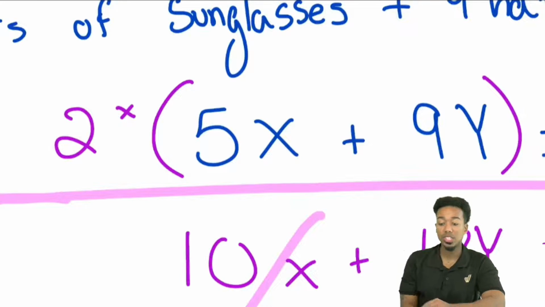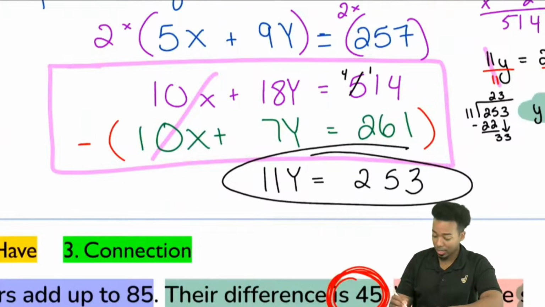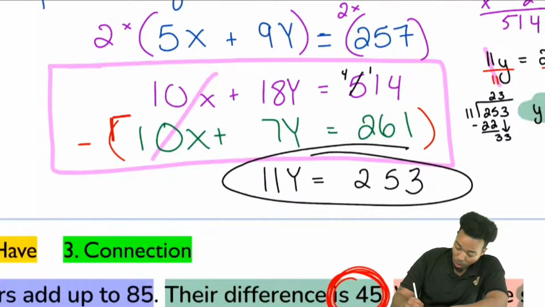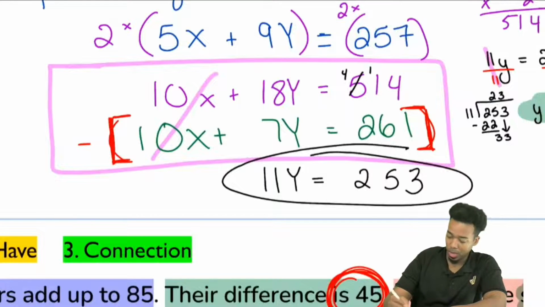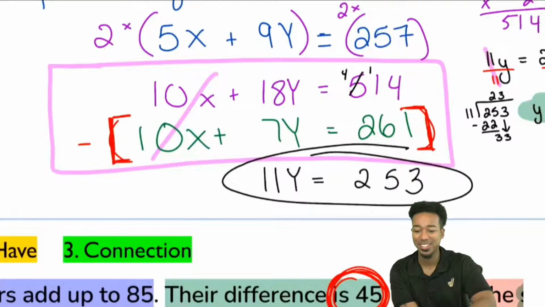So Fione, the reason we subtracted the 18y minus 7y is because we're actually subtracting the entire equation from the other. So we had the 10x minus 10x, 18y minus 7y, and then 514 minus 261. So we subtracted each bit from each other. So Fiona, let me know if that makes sense too.